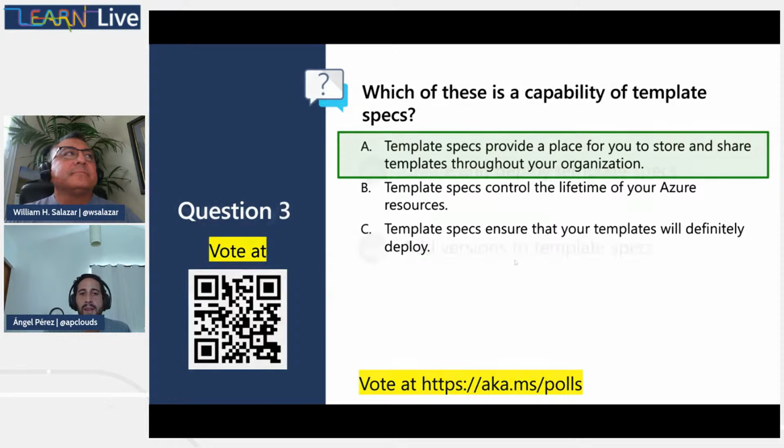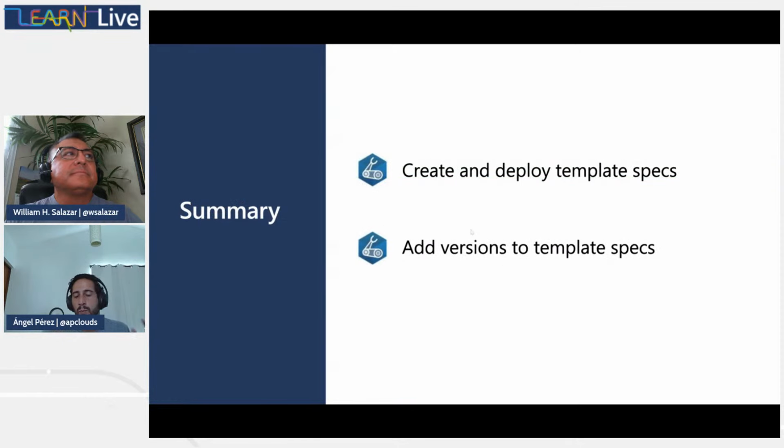With that being said, what we just covered today, again in summary, is we created a template spec. So we stored an ARM template, a Bicep template, into a template spec, and then we were able to deploy that template spec from the Azure portal. We're able to then update that template spec. So we changed one of the properties and ended up publishing a new version to that same template spec. So we went from a 1.0 version to a 1.1 version, which we later also deployed in the Azure portal.